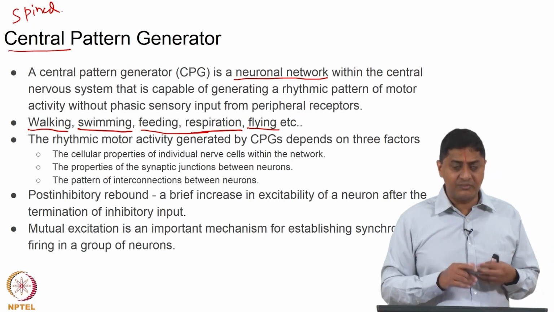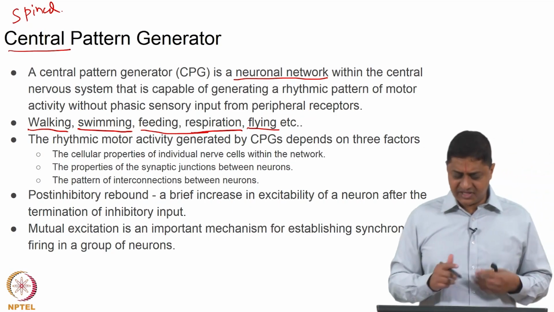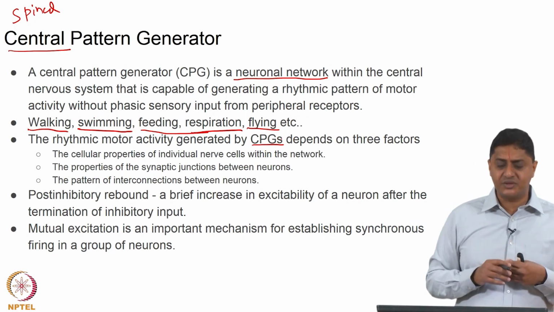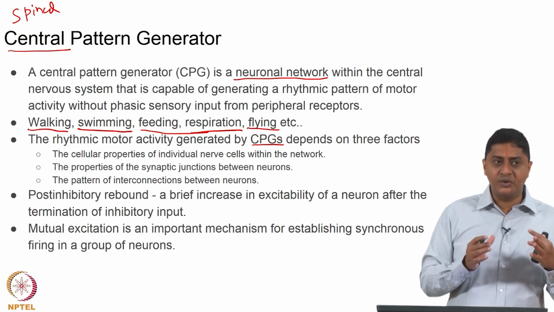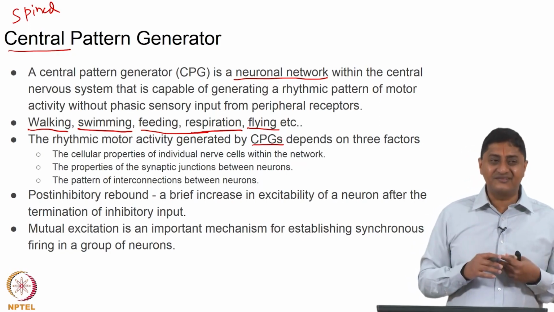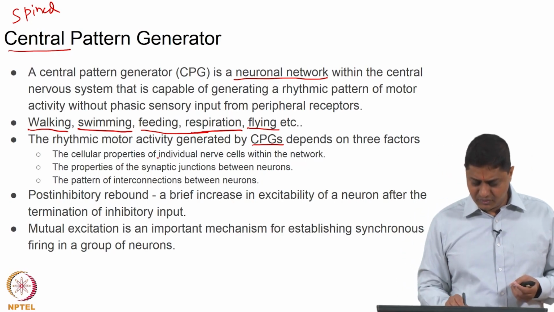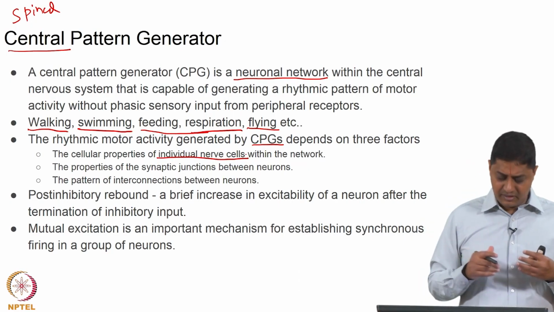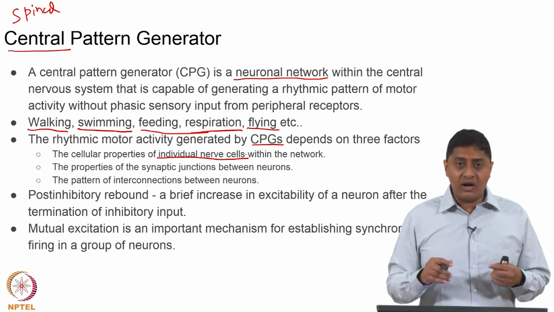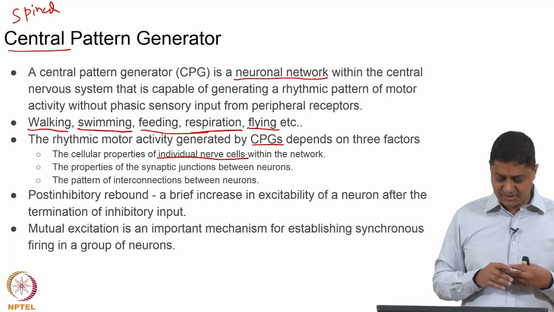So, the rhythmic patterns generated by the CPGs depend on actually three things. First is properties of individual neurons. Within that network there could be many neurons, so the individual neuronal property, or cellular property, is one. And then properties of synaptic connections between these neurons, and how they are interconnected with each other, the pattern of interconnection between neurons.